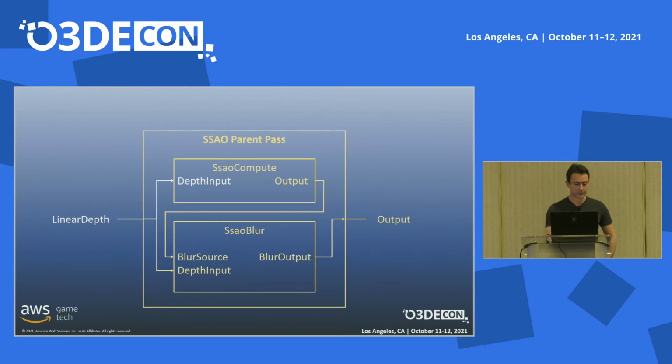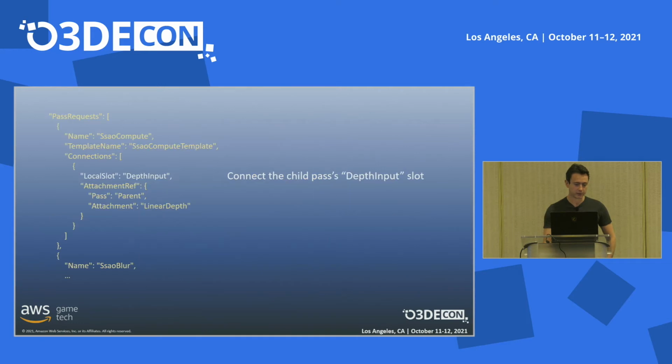For example, linear depth input feeds into both the depth input of SSO compute and SSO blur. So in order to define this input, we'll start off by saying we want to define the depth input on SSO compute. We're already defining the SSO compute, so we just say local slot is depth input. That's what we want to attach it to. And then the attachment ref part here is what we're actually attaching it to.